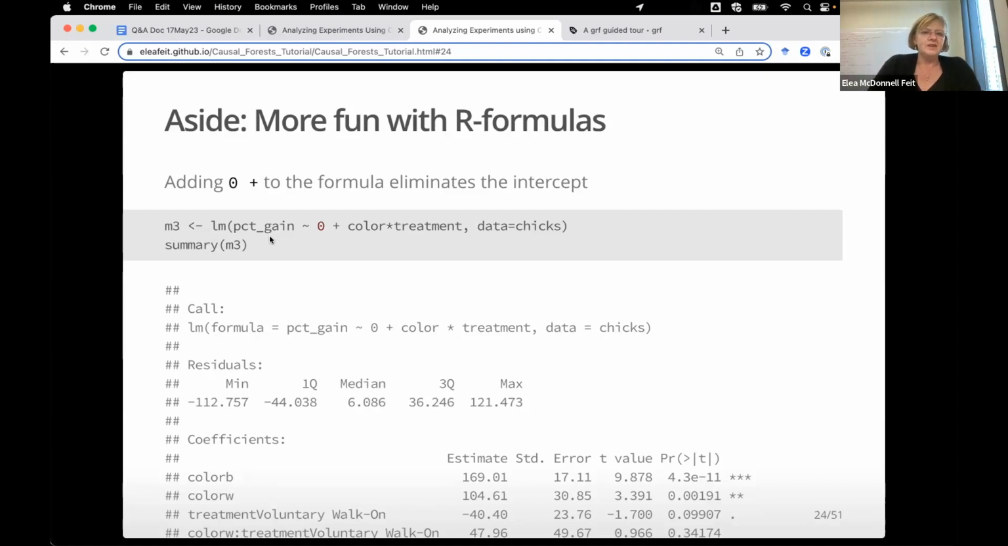But I was just trying to tell you about these other tricks with formulas. You should Google around for tricks with our formulas, because there are lots of convenient things you can do.